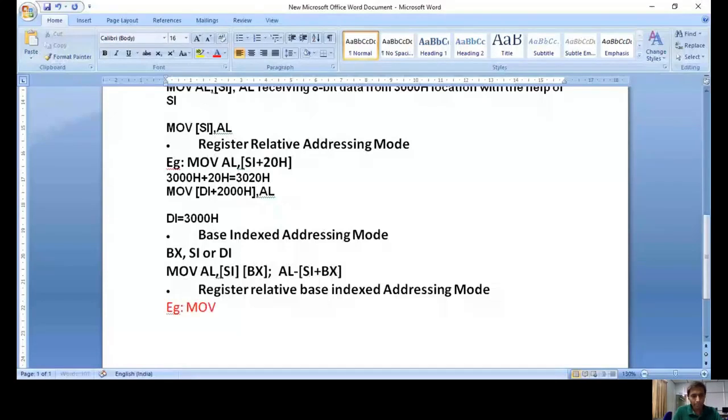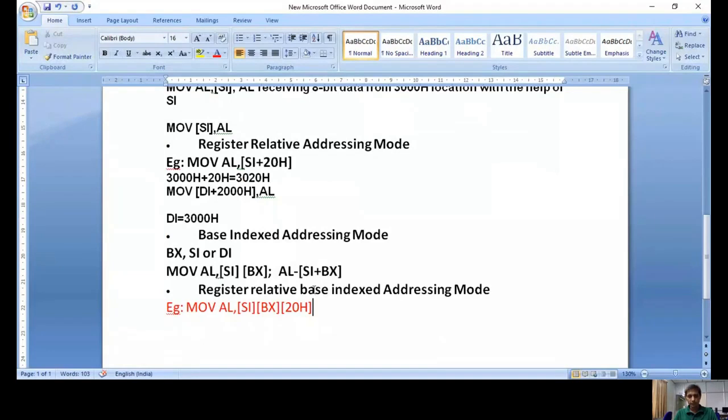So see the example, it's very simple. MOV AL, [SI + BX + 20H]. In this particular example, AL takes data from the sum of SI plus BX plus 20H, and the total will be the new address. For example, SI is having 3000H, BX is having 3000H, then 20H, so put together 6020H is the new address. From that address, AL takes 8-bit data. So here we have an 8-bit or 16-bit relative address, base address, and index addressing together. That's why it is called relative base indexed addressing mode.